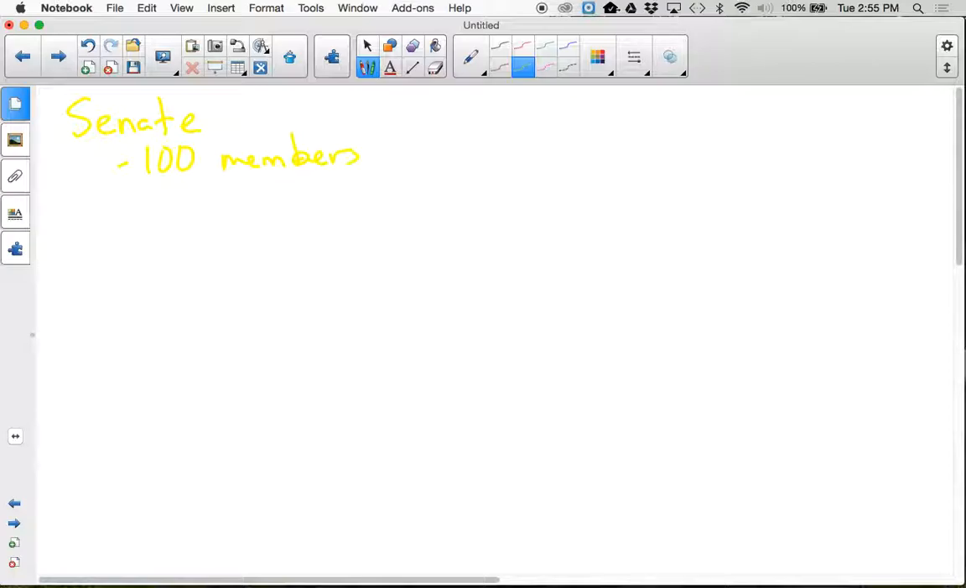How many per state? 2. Good math. All right. In order to be a senator, you have a 6-year term. 1/3 of the Senate is elected every 2 years. So a third in 18, a third in 20, and a third in 22. That'll be how it goes.